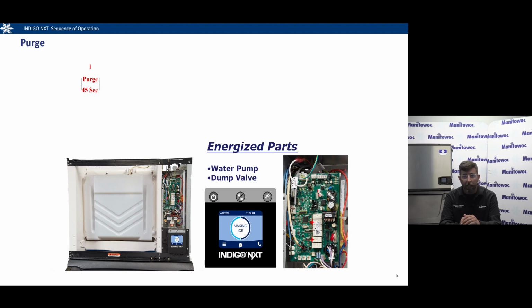Now, if you navigated into service, went to data, went to real-time data, you'll have three options in real-time data: time and temperature, inputs, and outputs. Any one of those three will tell you what you're doing in your sequence of operations. But during the water purge, independent of an input device, it's just a timed power dump on the Indigo Next.